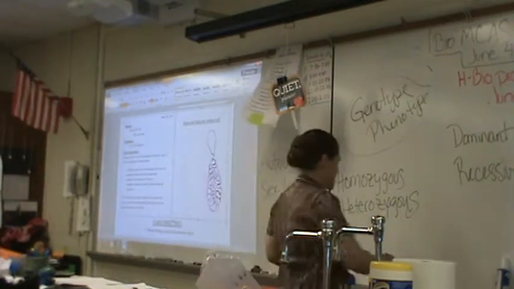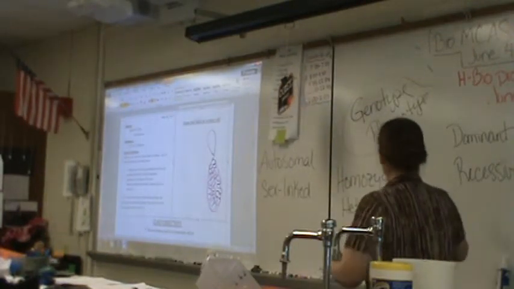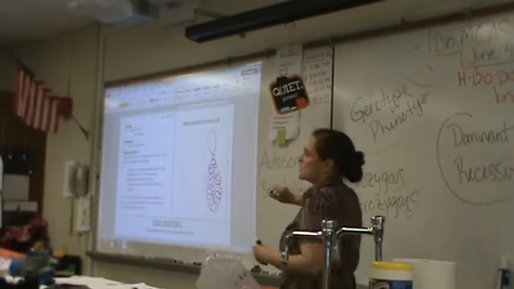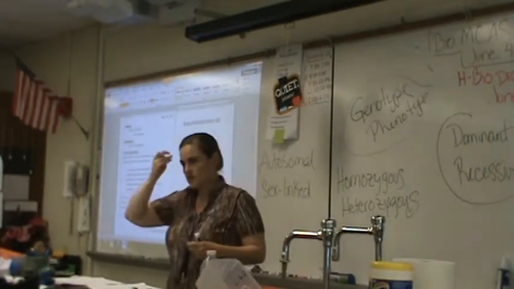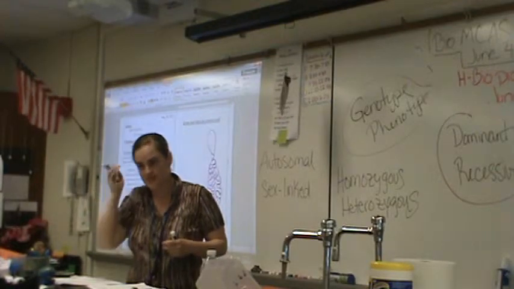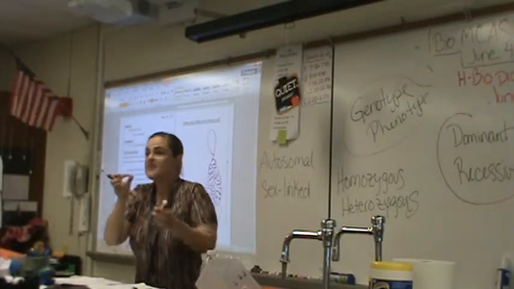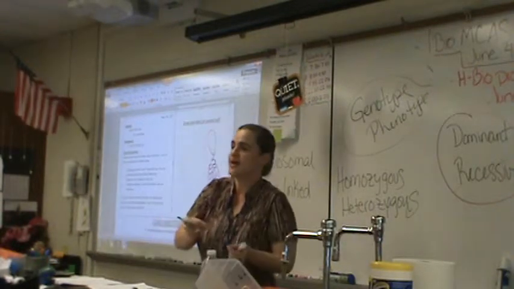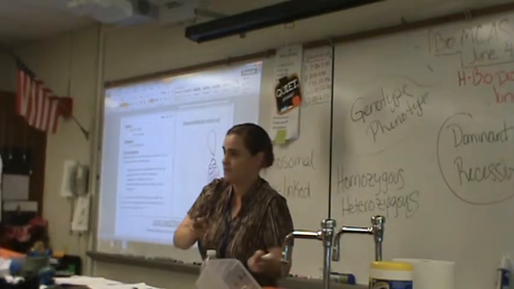Now continuing on with some of this vocab. Wait, is the phenotype the thing you see or the genotype? Yeah, the phenotype is what you see, the physical. So think of it this way. Phenotype, physical characteristic. Genotype, genetic makeup, okay?